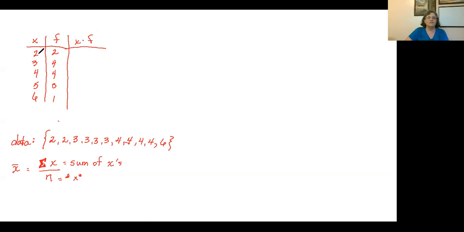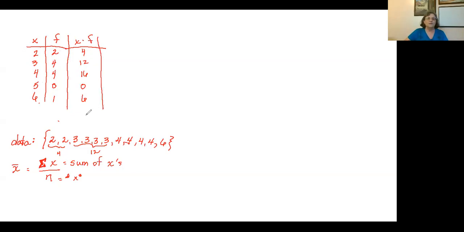So our x's, our data values, multiplied by how many times they showed up will give us a partial set here. So this adds up to 4. This adds up to 12 and so on. So here is our 4. Multiply 2 times 2. 3 times 4 is 12. 4 times 4 is 16. 5 times 0 is 0 because there weren't any 5s. 6 times 1 is 6.